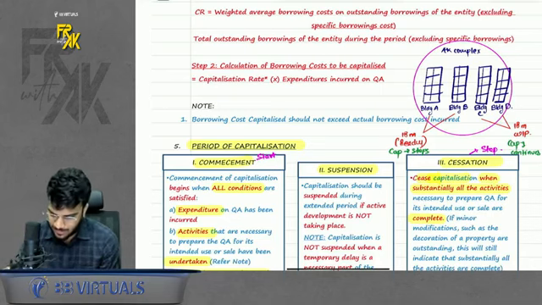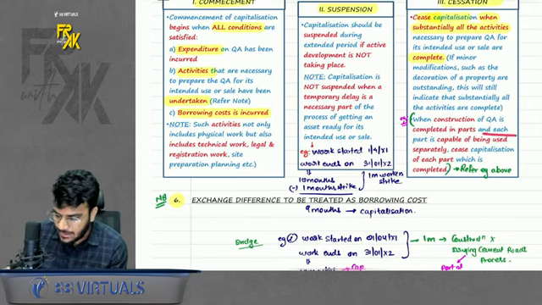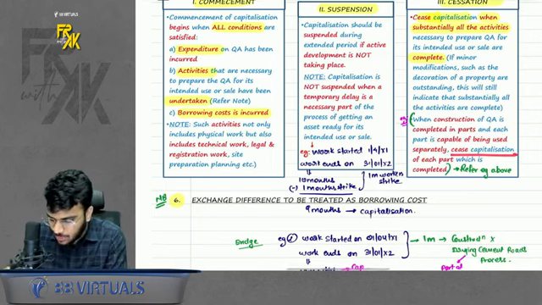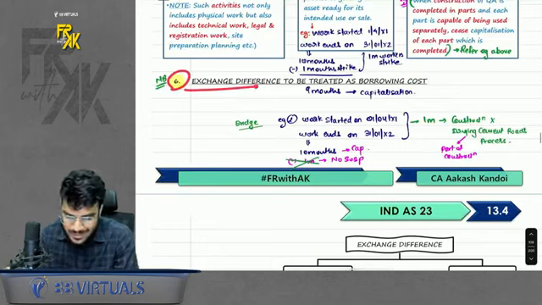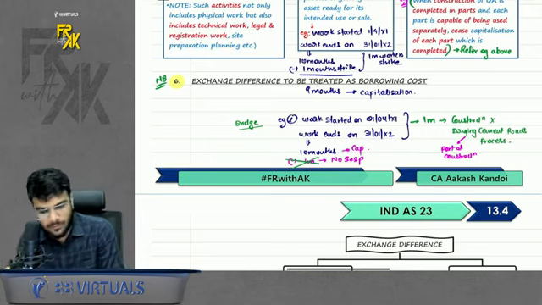Okay, do remember. So it is mentioned when construction of a qualifying asset is completed in parts and each part is capable of being used separately, cease capitalization of each part when it is completed. Simple. Okay, then the next point is exchange difference to be treated as borrowing cost. Sometimes what happens is we take a loan from foreign.